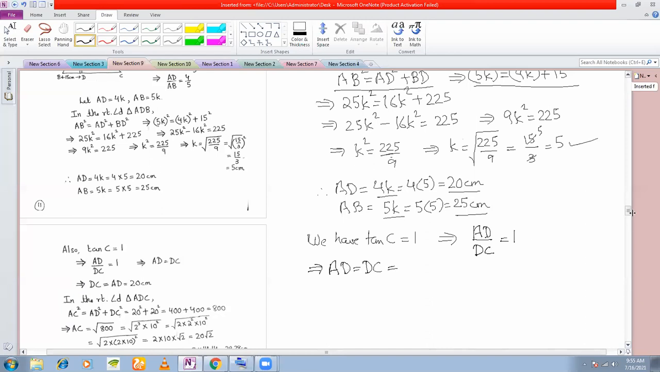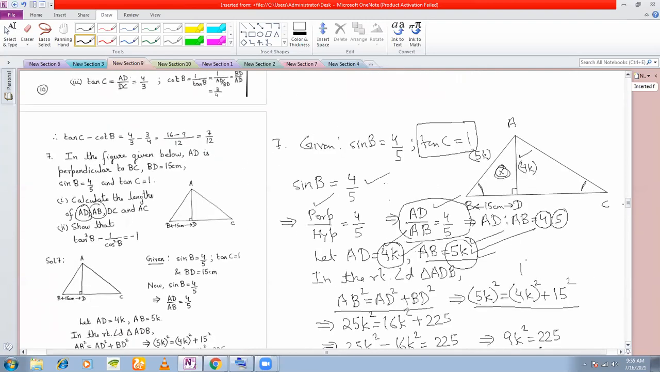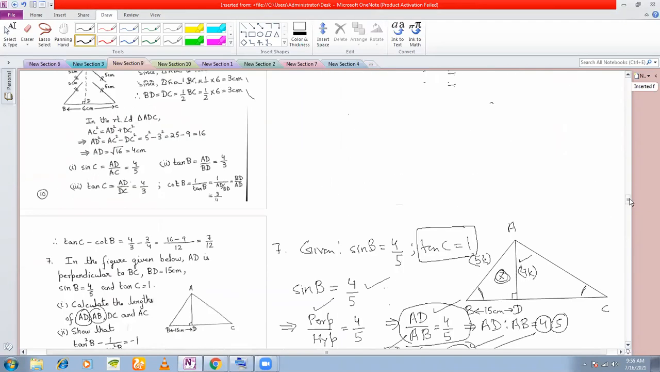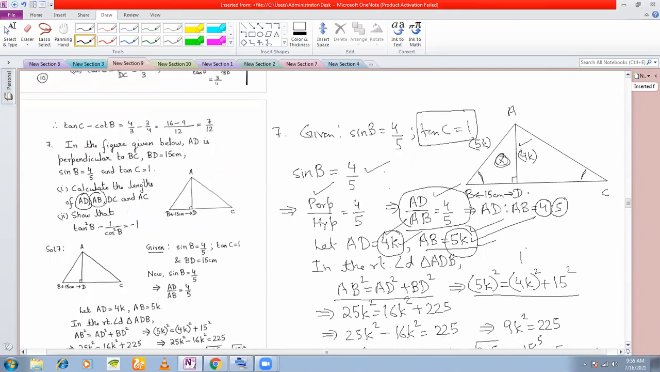But what is the length given here of DC? I think length of AD. How much have we found out here? Length of AD we have found out here to be 20 centimeter. That means AD and DC are both 20 centimeter. Okay. So once we have found out AD and DC, now we need to find out AC. So how do we find out AC?